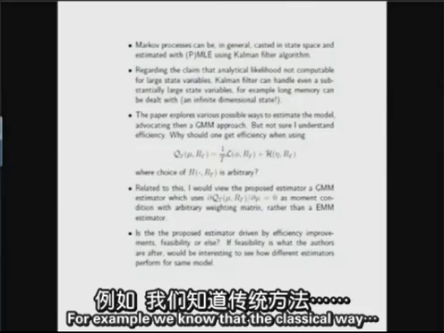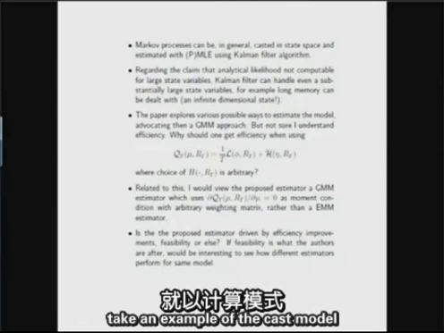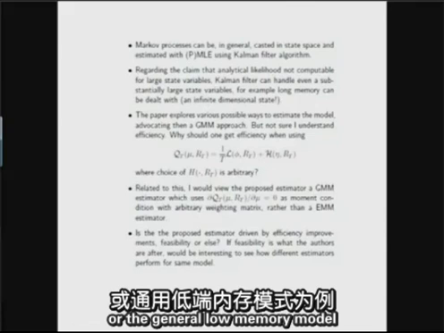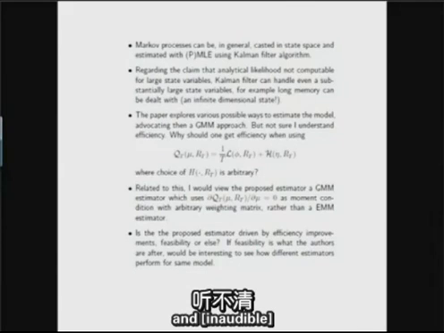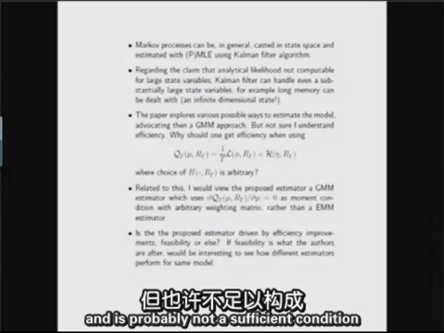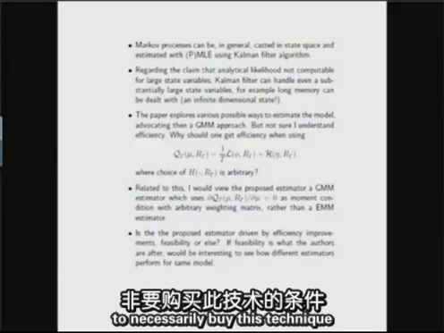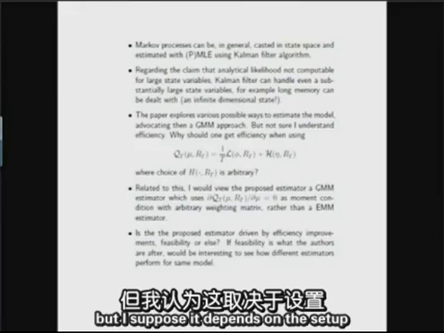For example, think about the stochastic volatility model, or in general other classical long memory models. We know that Kalman filter methods can even handle a rather large, possibly infinite dimensional state variable. So the fact that the space of the latent variable is augmented is probably not per se a sufficient condition to necessarily buy this technique. It might well be, but I have really to be convinced. And I suppose it depends on the setup.